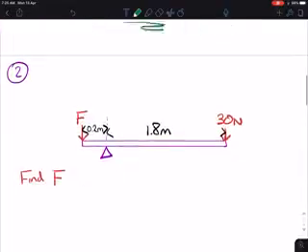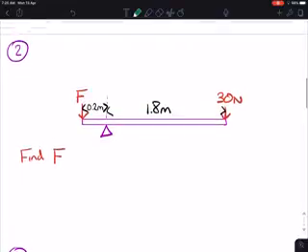Okay, question number 2. Here's question number 2. You have a force F 0.2 meters away from the pivot. You have a force of 30 newtons, 1.8 meters away on the other side of the pivot, and we have to find F.